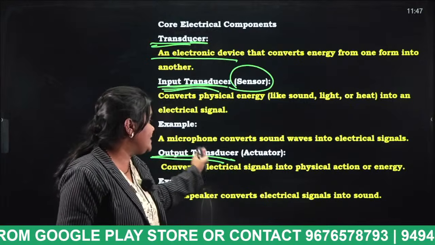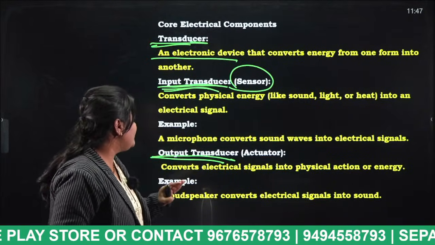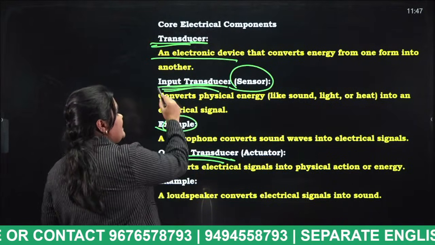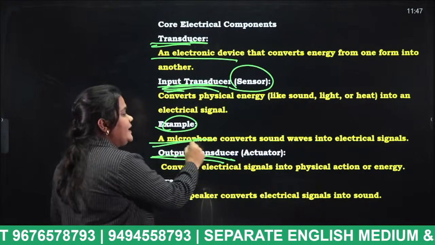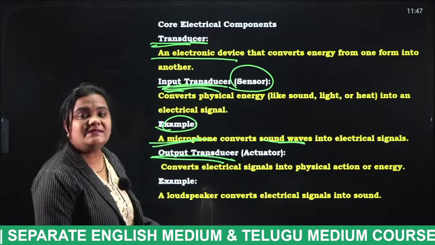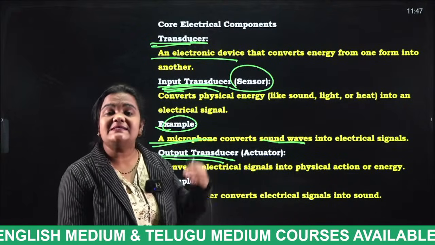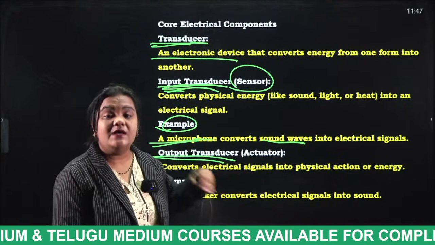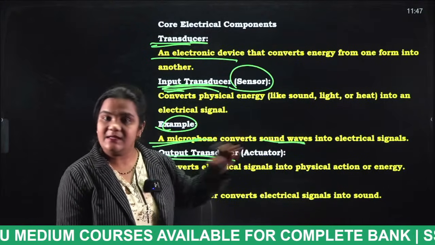And the output transducer. What do you mean by output transducer? The best example for an input transducer is a microphone. It converts sound waves into electrical signals. What is this microphone doing? It is converting sound waves into electric signals.